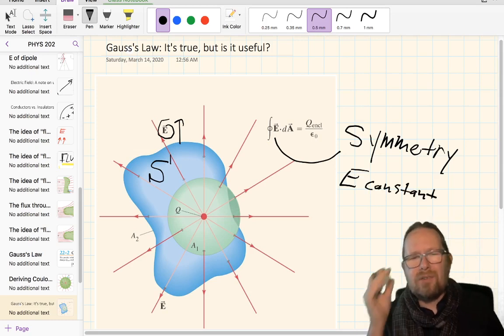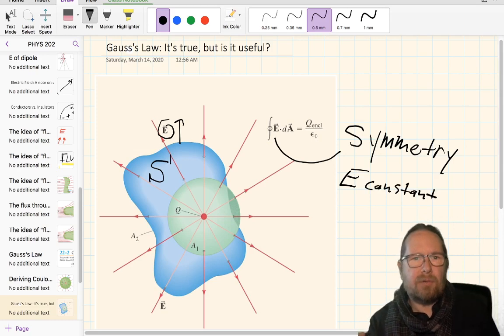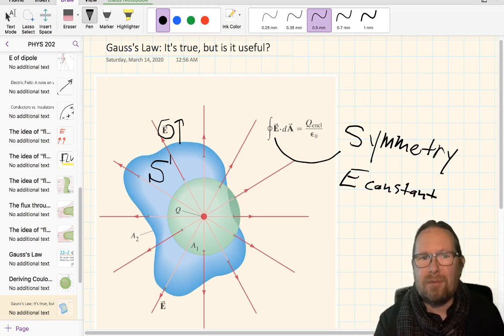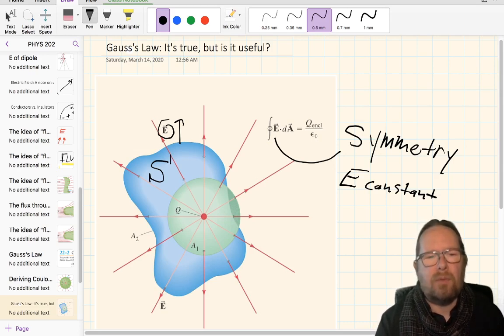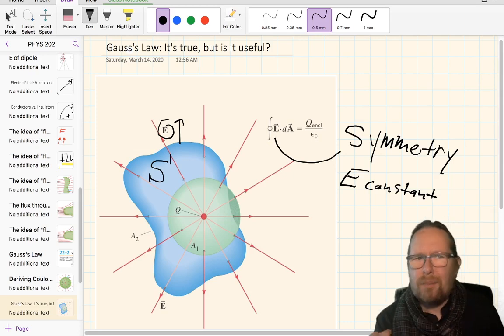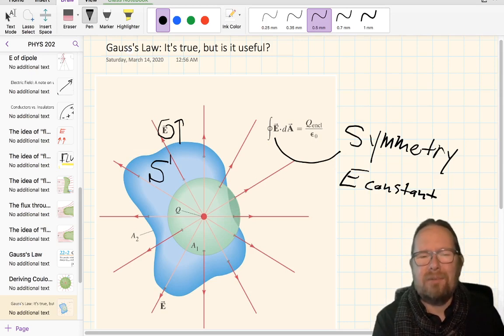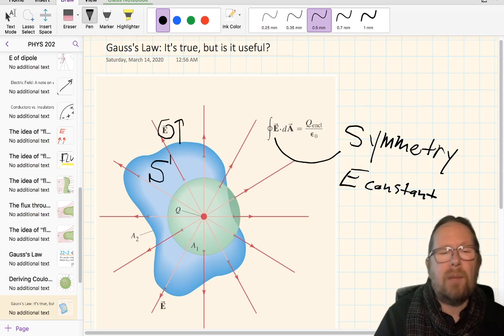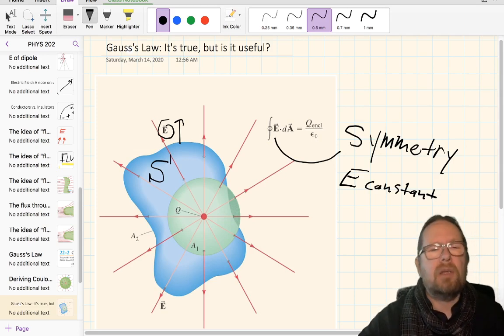Which kind of means we can only use Gauss's law to find the electric field in situations where we can look at the field and guess what shape it has and what relationship it has to the distance. So Gauss's law is a little bit useful. We'll use it to find the electric field of a line, which we've kind of already done, and a plane, which we've kind of started doing in chapter 21. But the fact that Gauss's law is actually a general statement about all fields is really, really important.